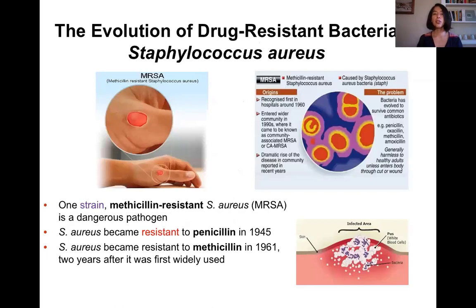Now, the evolution of drug resistance in bacteria, this is one example of evolution by natural selection at the micro scale level. Microevolution is happening here. So in here we have one strain of methicillin-resistant Staphylococcus aureus, MRSA, which is a very dangerous pathogen. It's a flesh-eating type of bacteria. And there are different types of strains.